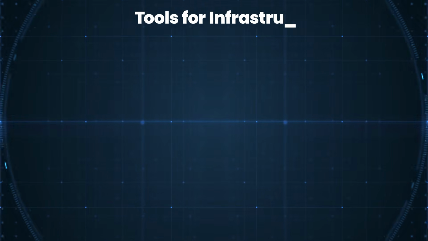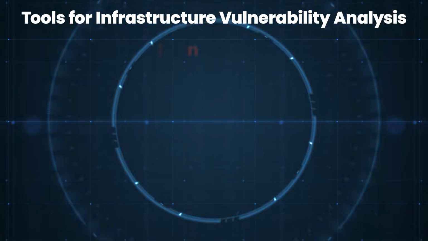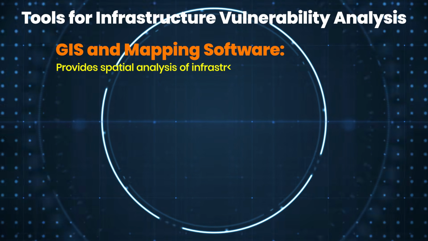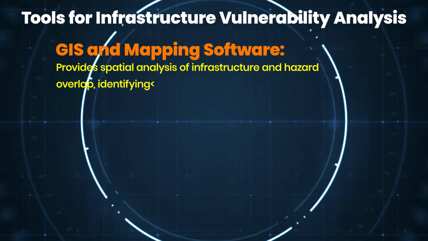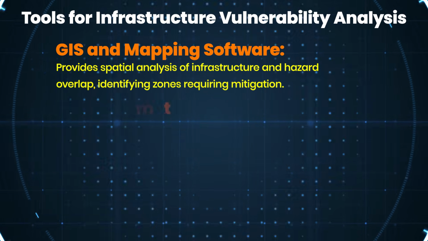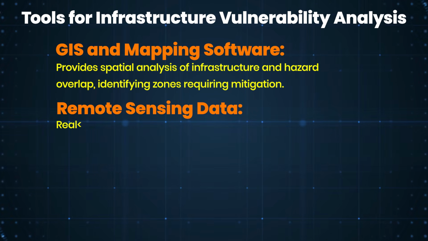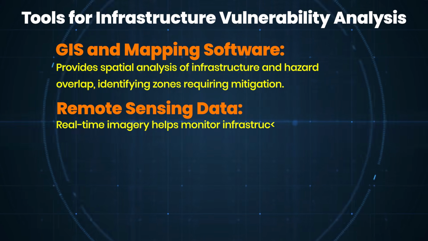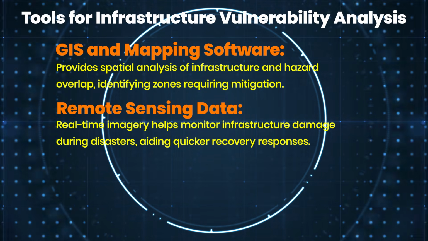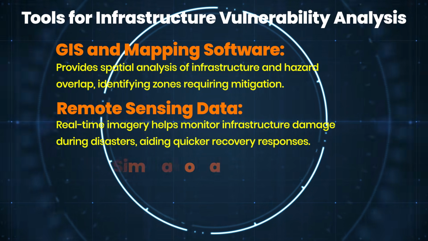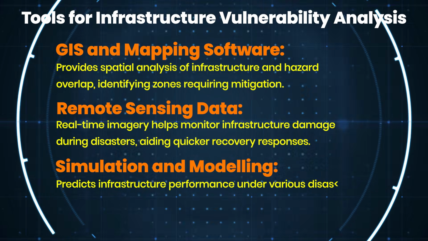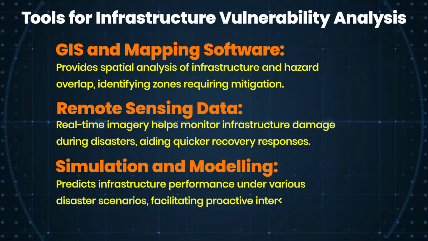What are the tools for infrastructure vulnerability analysis? GIS and mapping software is the first tool. It provides a spatial analysis of infrastructure and hazard overlap, identifying zones requiring mitigation. Second one is remote sensing data. Real time imagery helps monitor infrastructure damages during disasters, aiding quicker recovery responses. Third one is simulation and modeling. It predicts infrastructure performance under various disaster scenarios, facilitating proactive interventions.